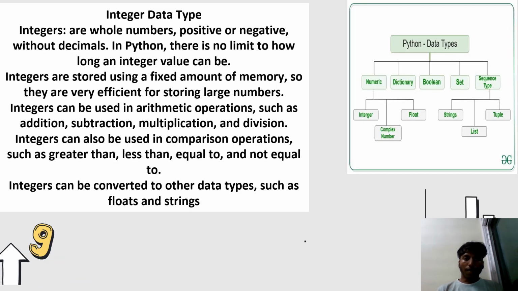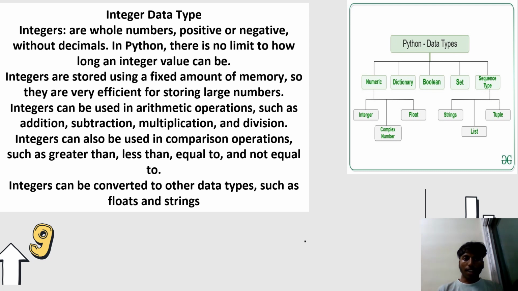Now, coming to integer data type. Integers are whole numbers, positive or negative, without decimals. In Python, there is no limit to how long an integer value can be. Integers are stored using a fixed amount of memory, so they are very efficient for storing large numbers.